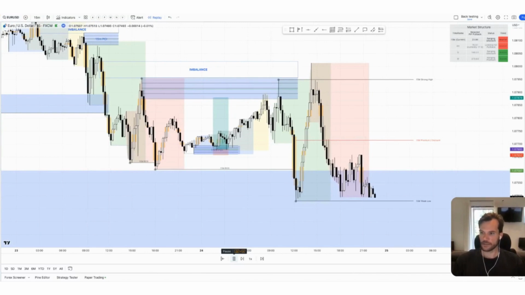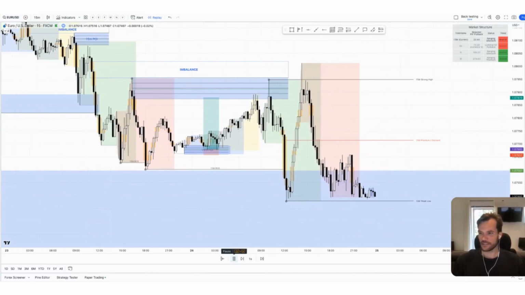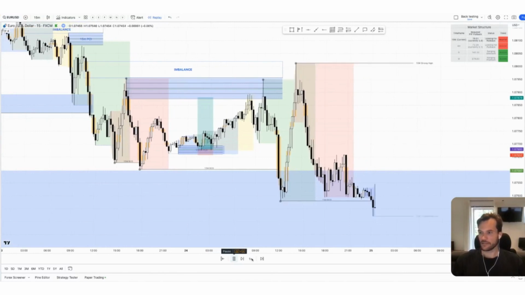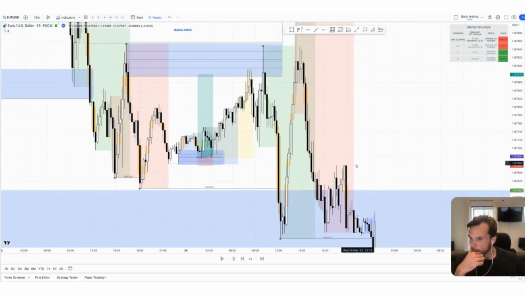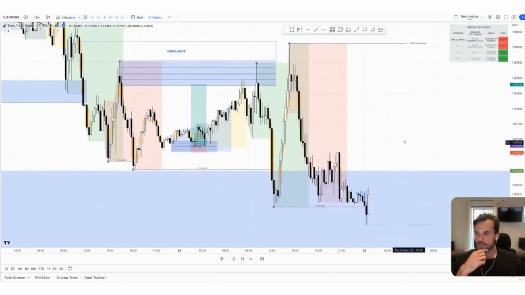Doesn't want to break that low. It's probably just going to do a little sweep, I assume. Okay. There we go. We've got a nice little break. I wonder if that would hold, actually. Let me zoom in. Sweep. Nah, not really anything I'm interested in here.